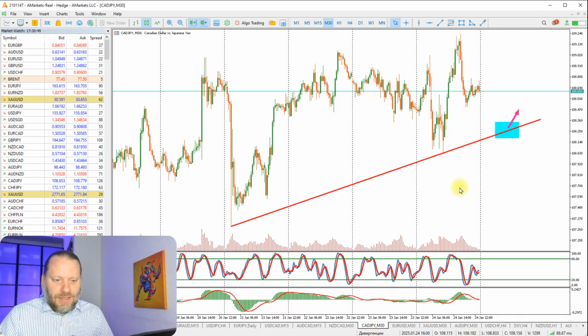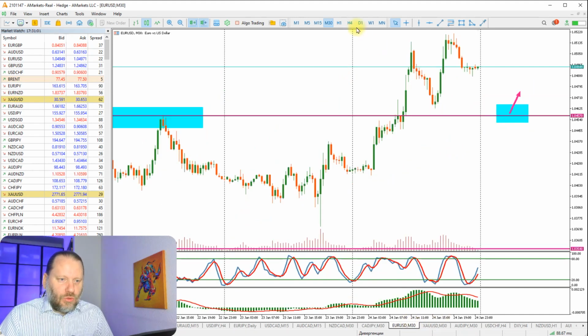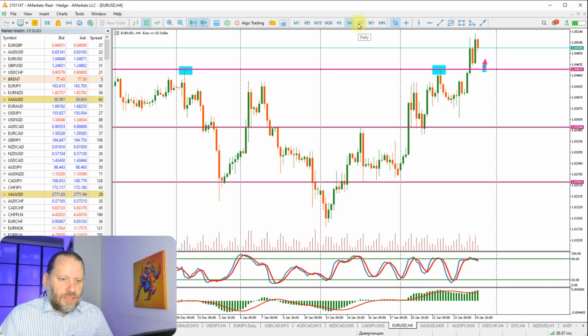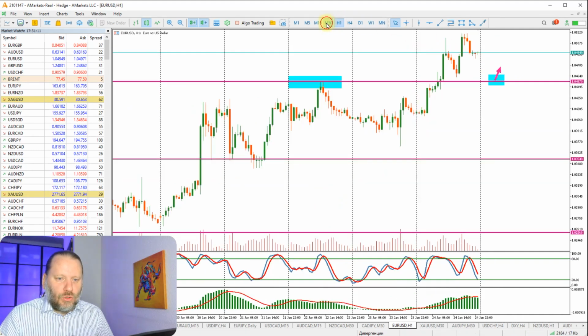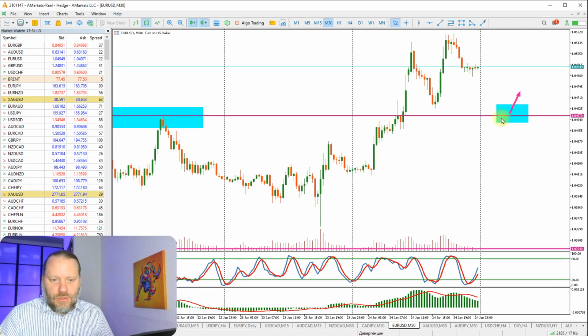The Canadian dollar and the Japanese yen also have a support line. This is a classic support line, but the price is already moving down. And once it reaches here, there will be a reversal point. It will be possible to buy and capitalize on the upside. Let's take a look at the euro dollar. The euro dollar is also in an uptrend right now, but there is a mirror support line here as well. Look, it is above this line. Once the price goes down, you can buy here too and capitalize on the upside.